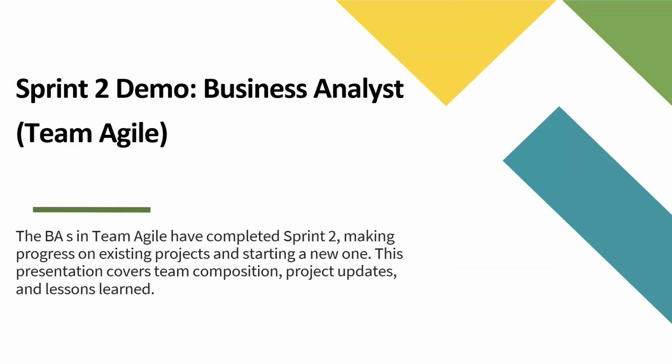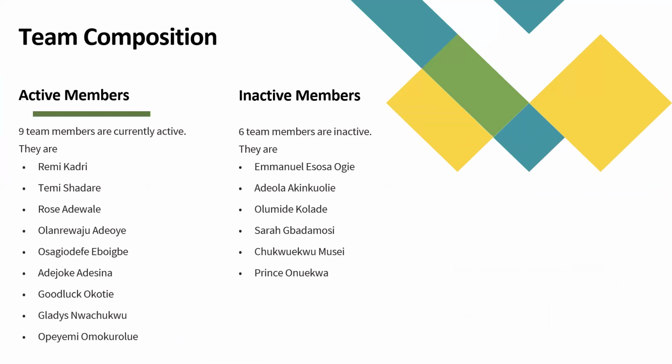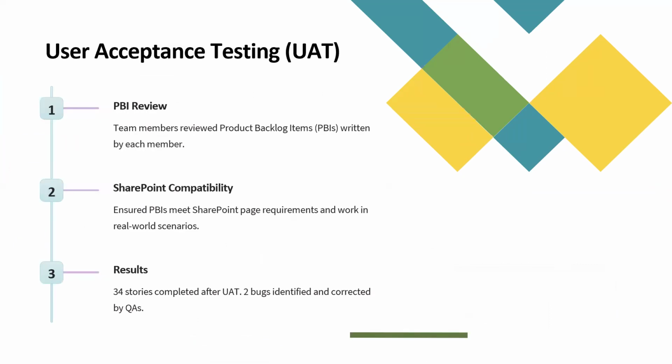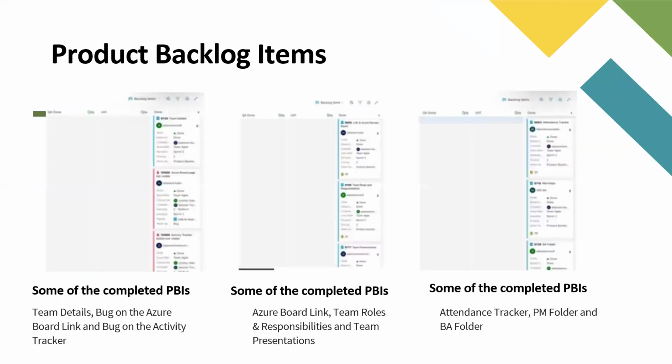We are moving on to sprint 2. Team composition, there's a mention of active and inactive members here. They have a reflection from sprint 1, the feedback and the focus on active members. Then we have the user acceptance testing, PBI review, SharePoint compatibility, and the results are given here. And then the product backlog items, these are samples of the product backlog, some of the completed PBIs.